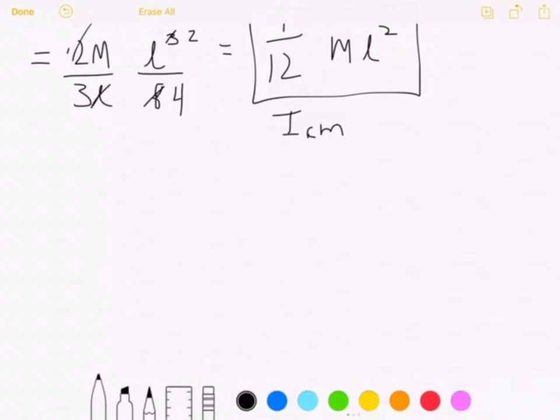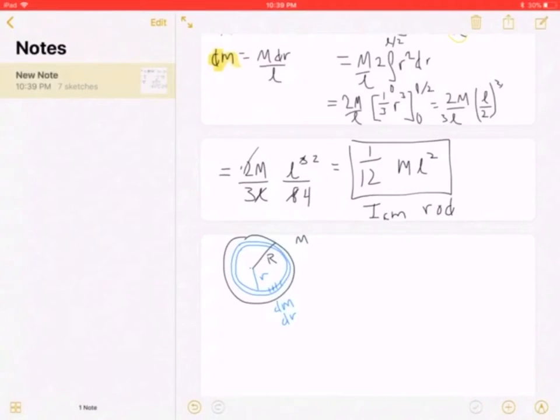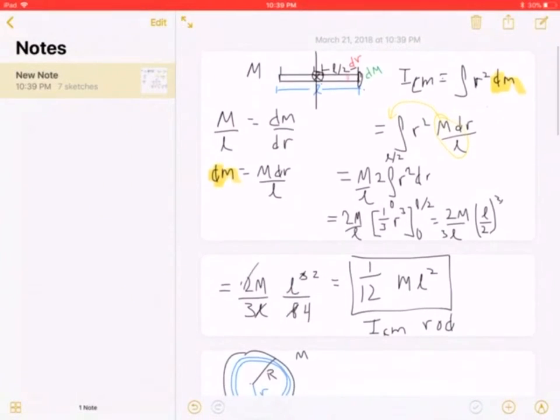So this is the moment of inertia about the center of mass for a rod. 1/12 ML squared. Okay. So zoom out for a second, take a look.